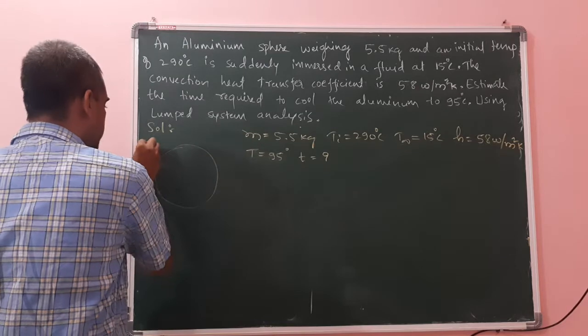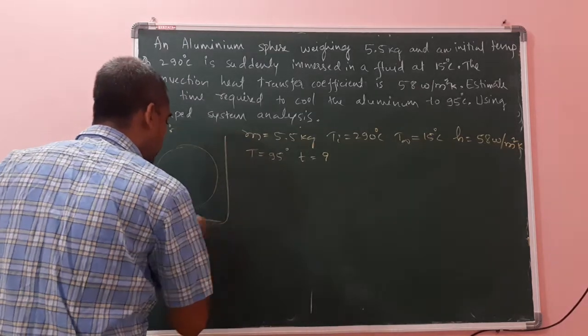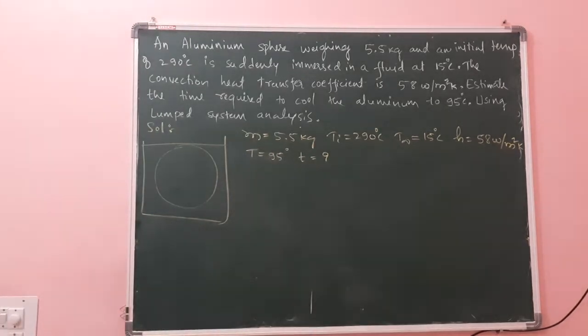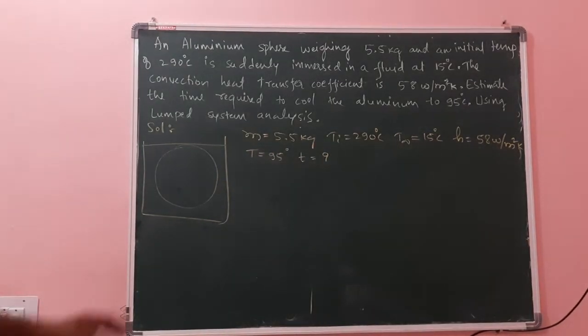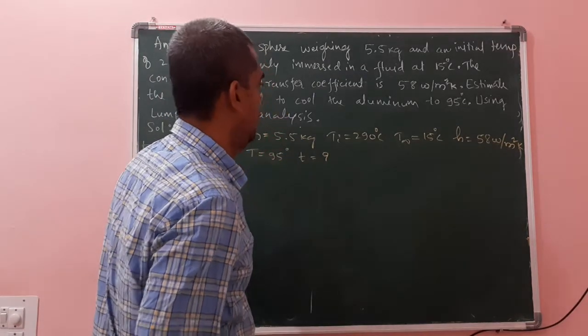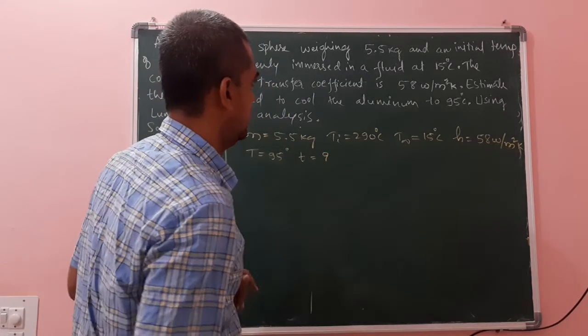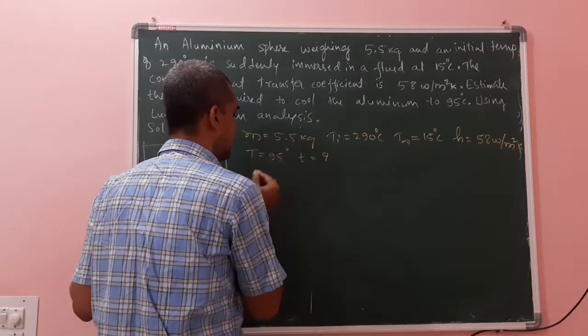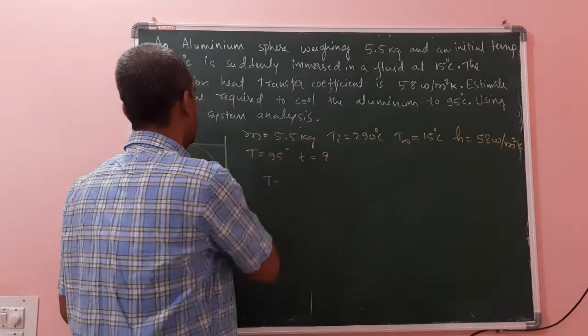There is an aluminum sphere inside a fluid. You have to calculate the time required to cool the aluminum sphere from 290 degrees Celsius to 95 degrees Celsius. Okay, we know this formula. The problems on this are very simple. This is a lumped system.